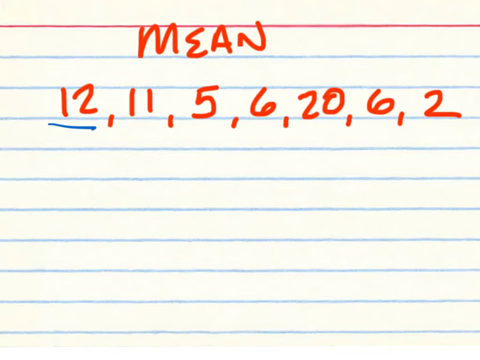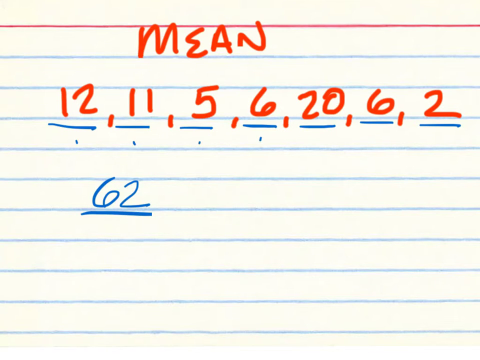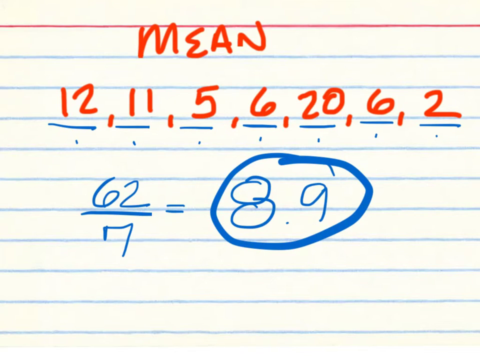Find the sum. That would be 12, 23, 28, 34, 54, 60, and then 62. And we have 1, 2, 3, 4, 5, 6, 7 numbers. That seems familiar. Isn't that what we had in the last one? So yeah, the mean in this case, if you round to the tenths place, would be 8.9 again. That's strange. It came out to be the same thing.